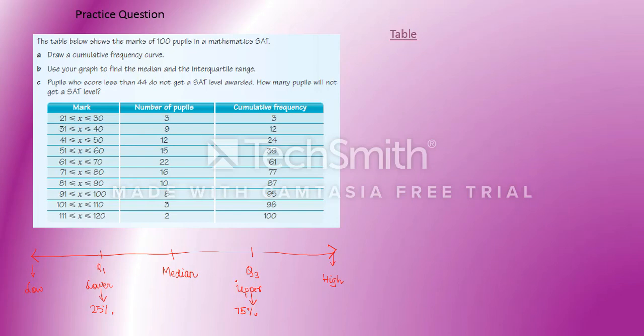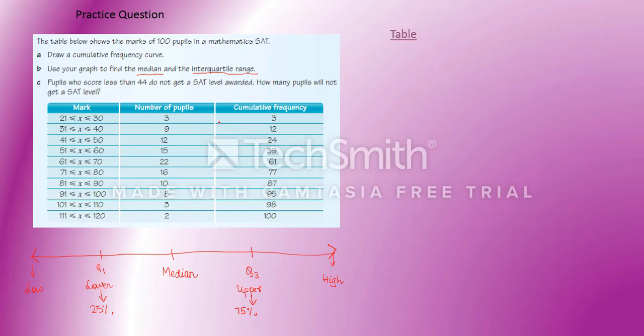Alright, so now let us put this into perspective with this question. So we have tabulated data for 100 people who gave a mathematics SAT. First part, we need to draw a cumulative frequency curve. Second part, we need to use the graph in order to find out the median and the interquartile range. And in part C, the question says pupils who scored less than 44 do not get a SAT level awarded. So how many people actually did not get the SAT level?